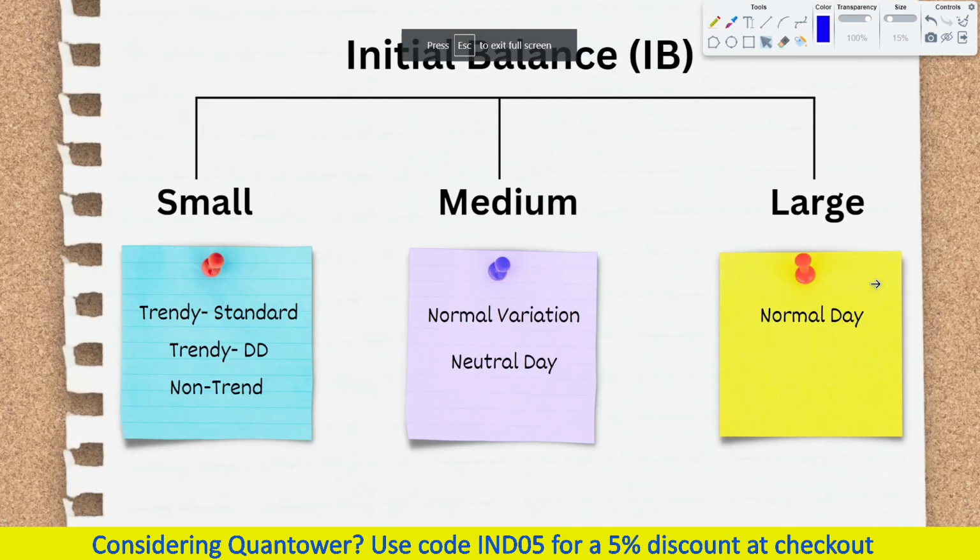So now let's see initial balance. I have drawn this chart because, see, you need to understand the difference easily. Okay, so if I talk about initial balance, we usually have small, medium and large, as we already discussed. But coming to large IB, if the large IB is there, then obviously you can expect a normal day. Okay, so again I have already explained, but what is meant by this large IB?